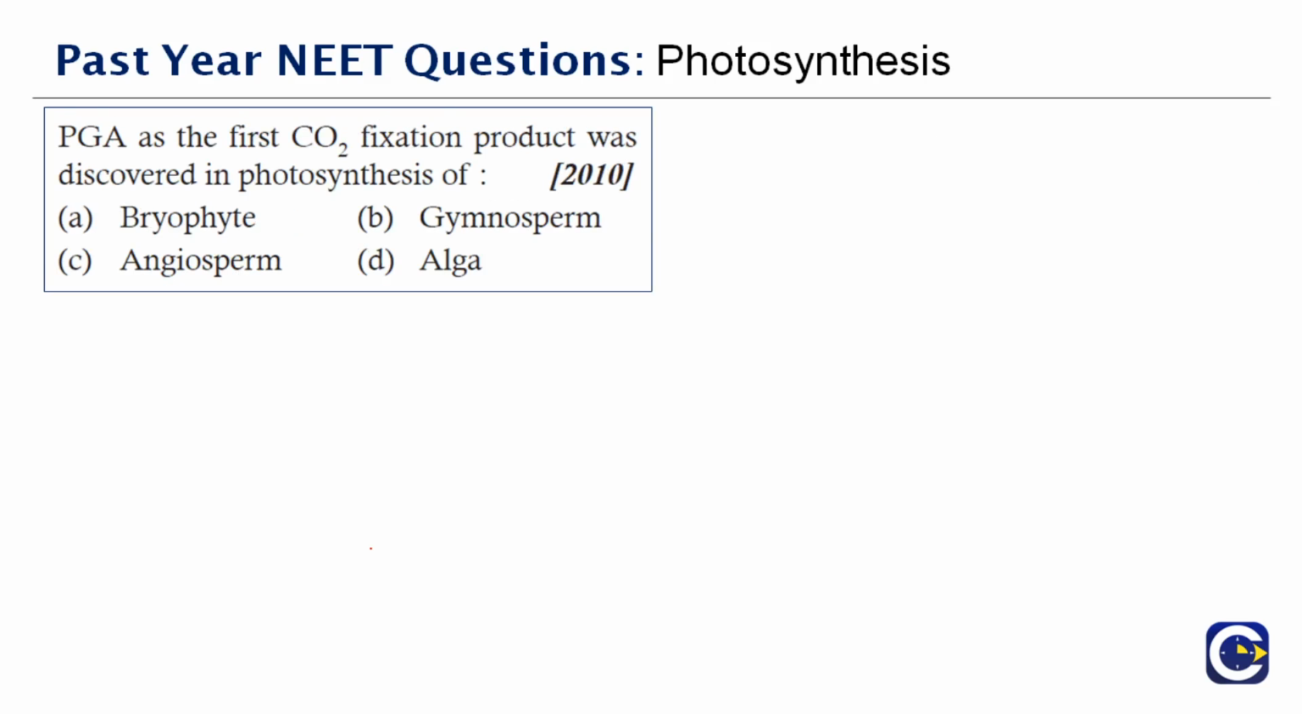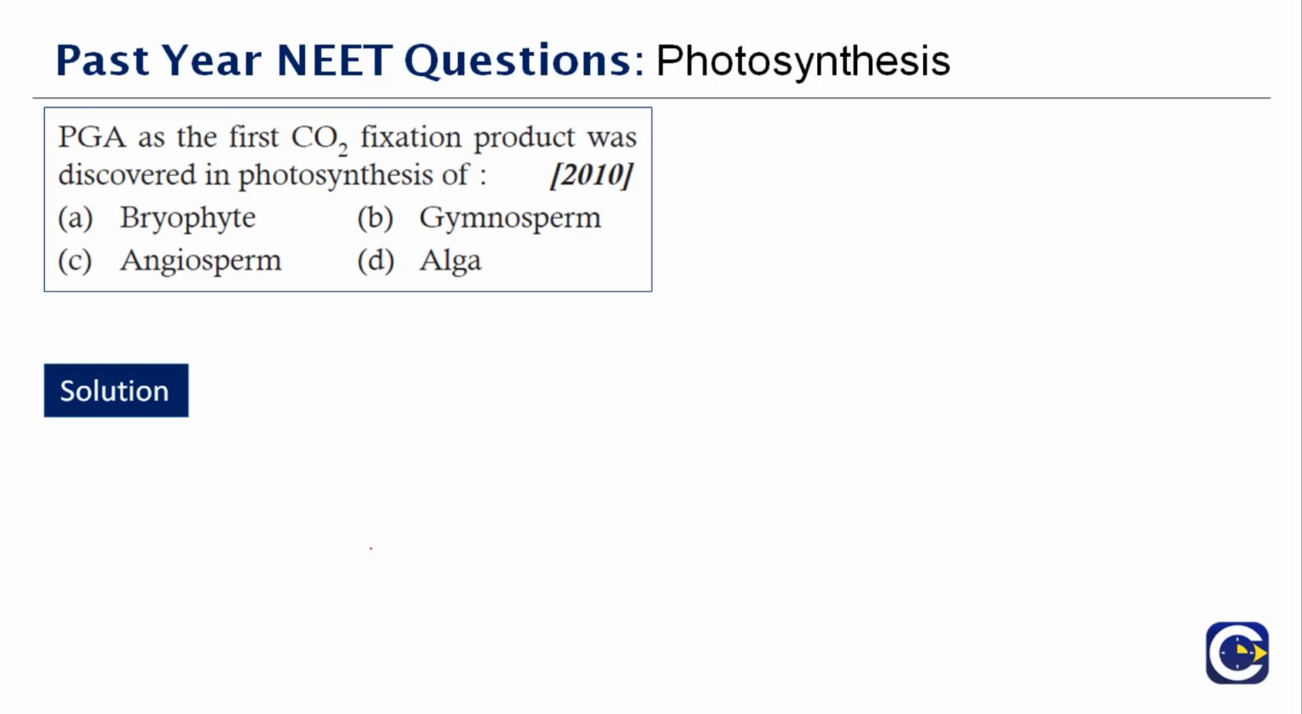Next question here. PGA as the first carbon dioxide fixation product was discovered in the photosynthesis of dash. This is an easy question for you. You are given bryophyte, angiosperm, gymnosperms and alga. Singular form of algae is alga, so you don't have to get confused. Phosphoglyceric acid is the full form of PGA.